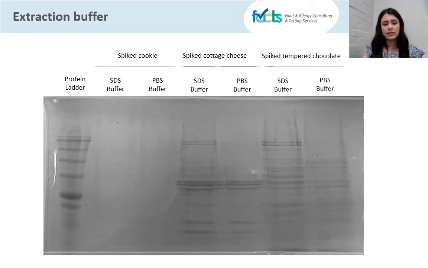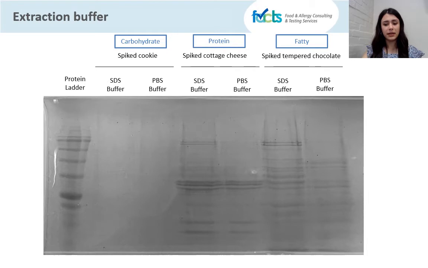To see whether this tendency holds up in the extraction of target proteins, allergen-spiked samples were analyzed by LC-MS. Three variations in sample matrices were spiked with 1000 ppm egg, 1000 ppm almond, and 1000 ppm peanut. The vegan cookie represents a carbohydrate-rich matrix. The low-fat cottage cheese represents a high-protein matrix, whilst the temperate chocolate represents a fatty matrix.